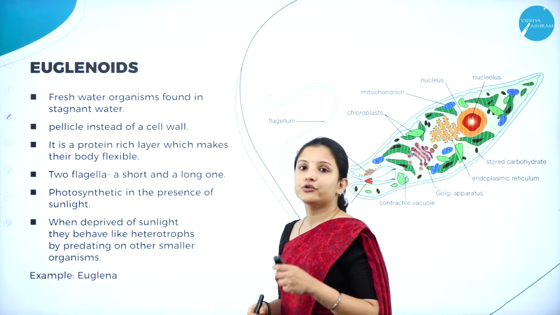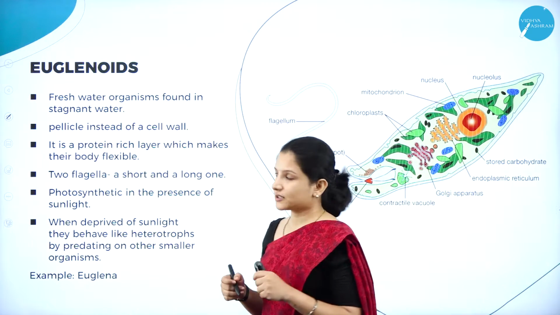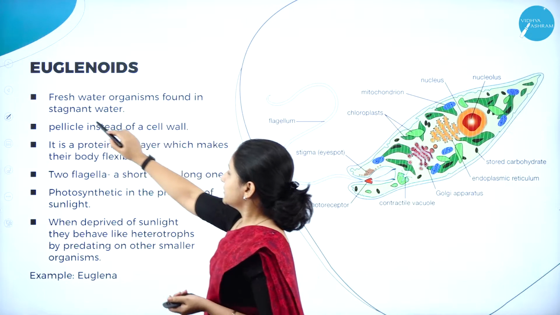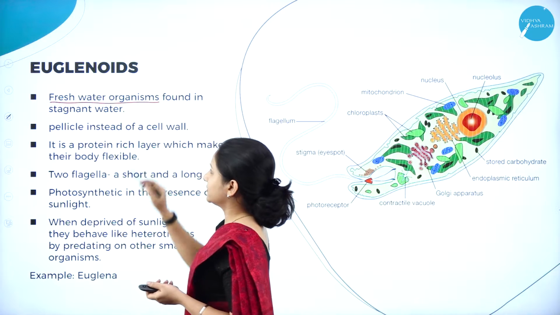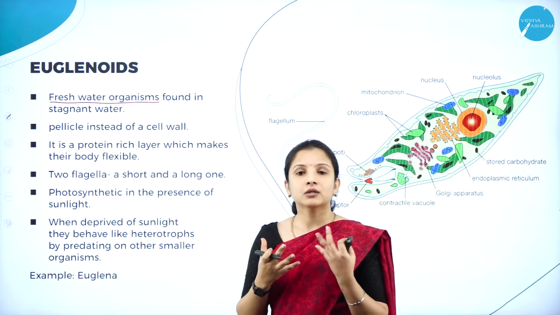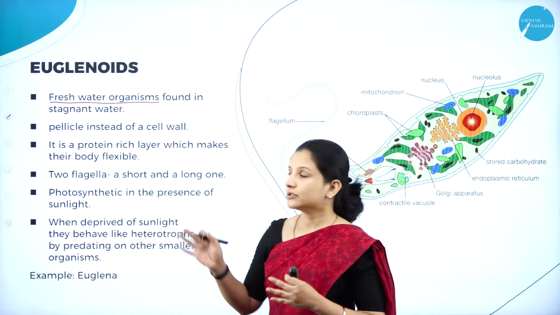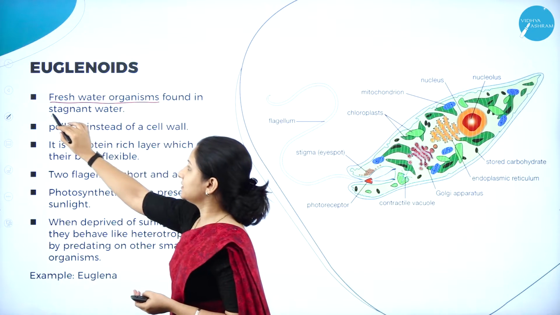Next, moving on to Euglenoids. Euglenoids are also a kind of Protista, which is a freshwater organism. Especially they are found in stagnant water, that is non-flowing water, the water which is still and does not flow. So in such stagnant waters, these are present.